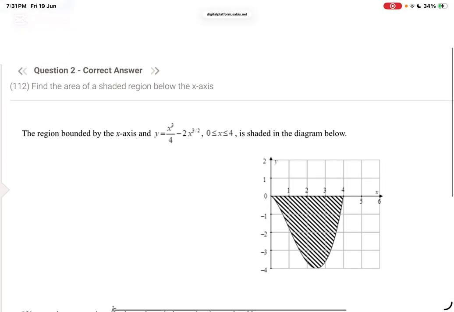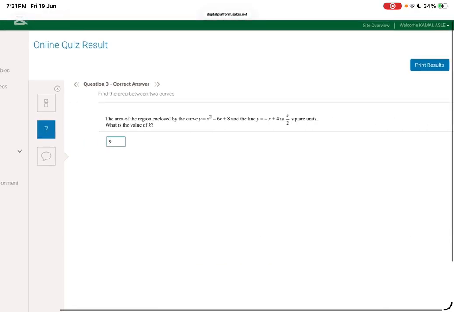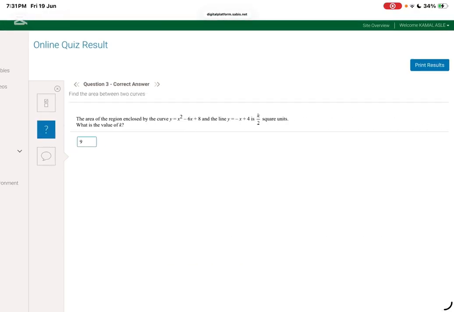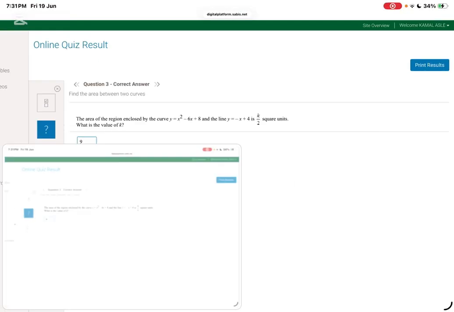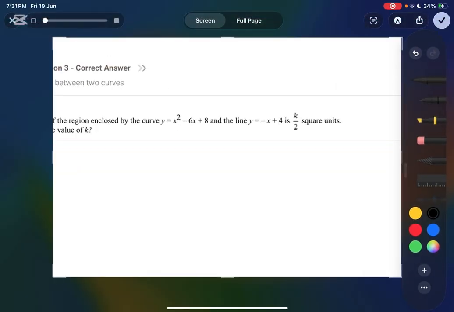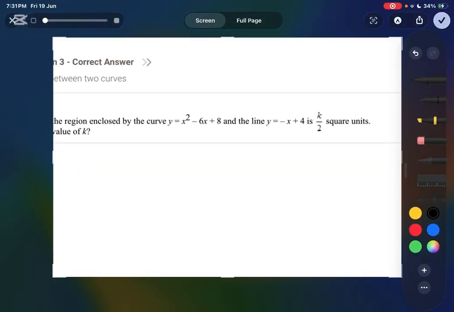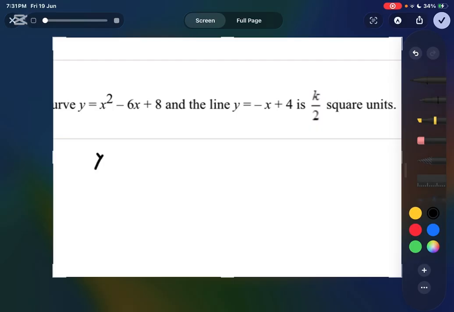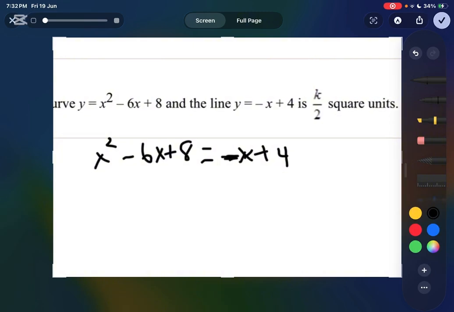Okay, question number 3. The area, okay. So here they gave the area of the region enclosed by these two lines. First of all, you have to find the values of x. So you put them equal to each other: x squared minus 6x plus 8 is equal to minus x plus 4. Move them both there.